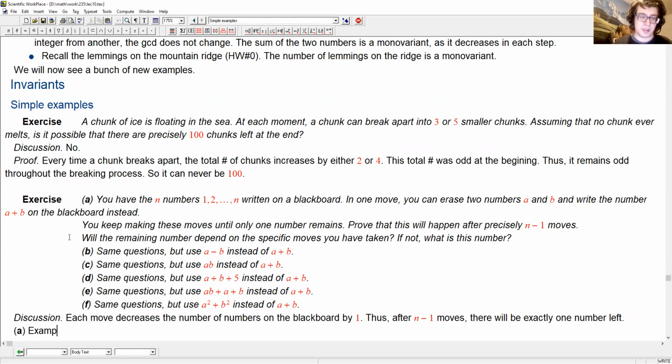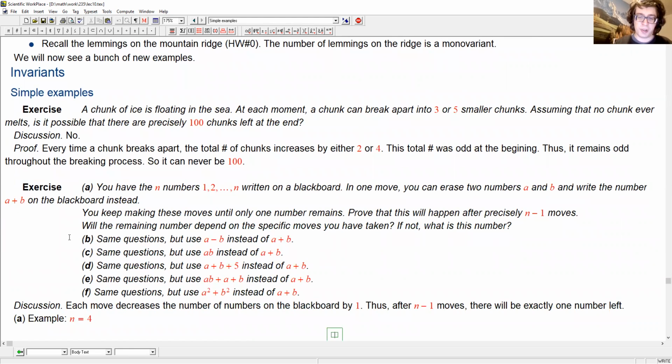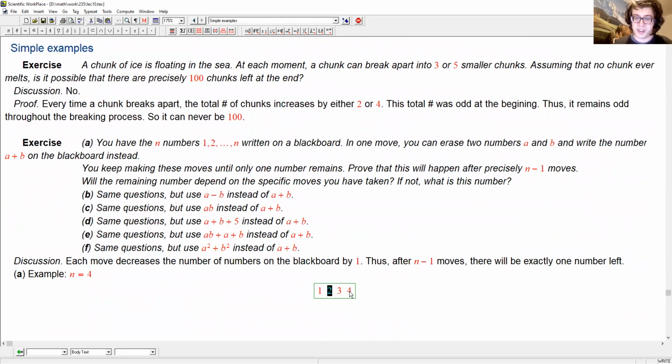So let's do this with n equals 4. You have 1, 2, 3, 4. Let's say you pick the 2 and the 4 and you replace them by 2 plus 4. So now instead of 2 and 4, you have 6. Now let's take the 3 and the 6 and replace them by 3 plus 6. This is 9. 1 and 9 become 10.